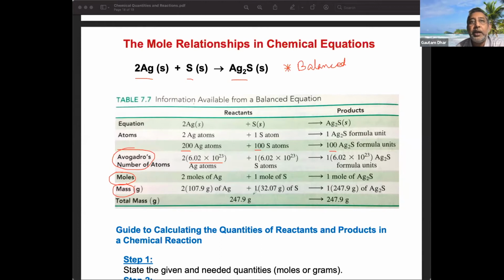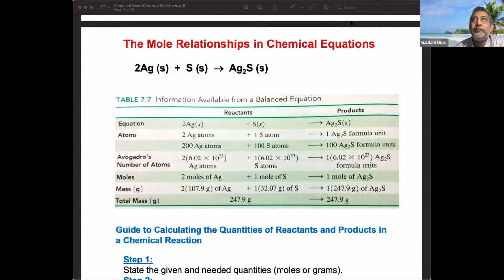And importantly, if you add up the left-hand side and the right-hand side, you can see they're equal. So that conforms to the law of conservation of mass. Matter is neither created nor destroyed. It should be equal in a chemical reaction. So that's the basic rule when writing a chemical equation.